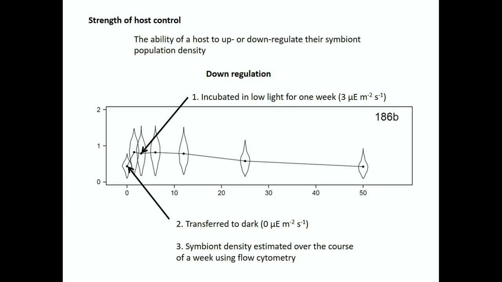So what we're doing here is, this is just the same graph that you saw on the bottom, just zoomed in. And what we did for downregulation is we incubated them at the light level where they had the highest load, and then we switched them into the dark where they want the lowest load, and then we just look at the speed at which they change their densities. And for upregulation, it's the same but the opposite. So we start them in the dark and then we switch them to the low light level, so they want to quickly increase their symbiont densities.